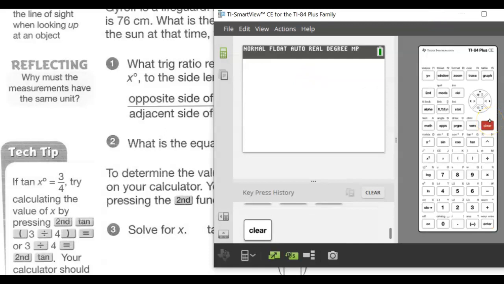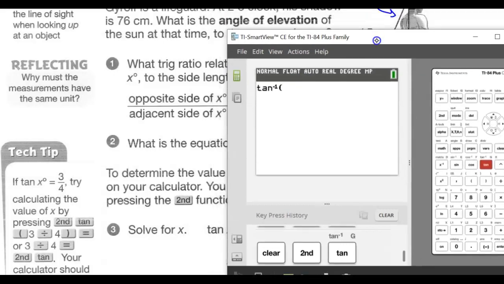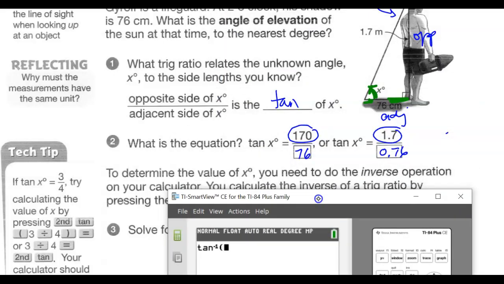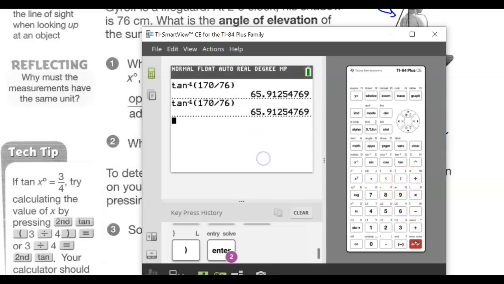So you're going to go second key, and we're using tan. You'll see this tan with a little -1. That means you're doing the inverse. You're trying to find the angle. And then we'll go 170 divided by 76. Close the bracket, enter. Oh, it did it twice.